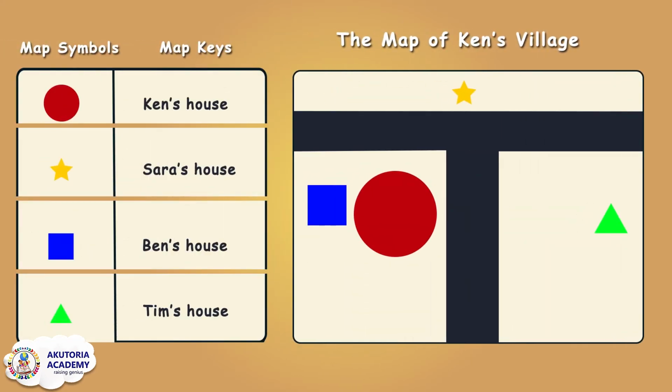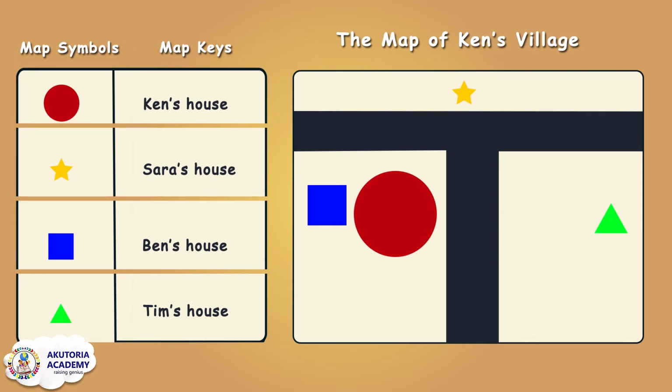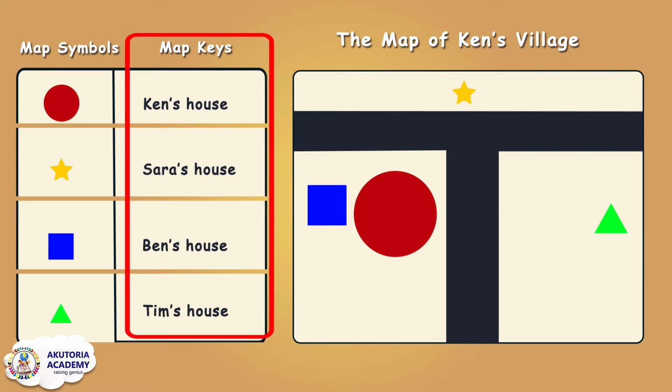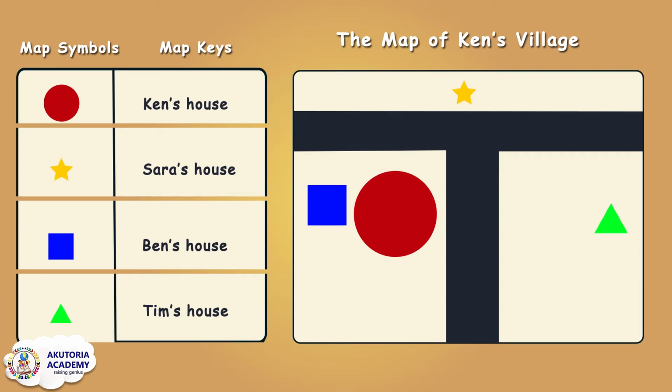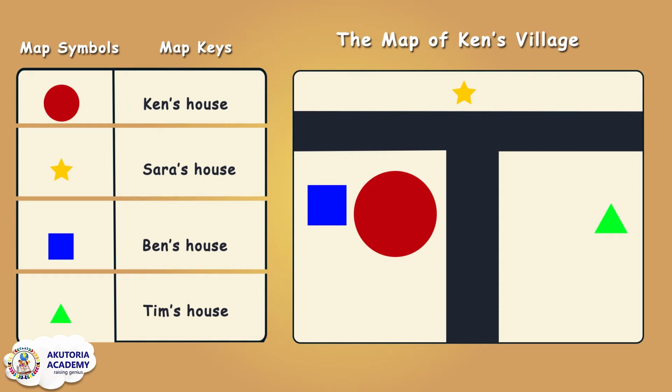The shapes in the map, that is the circle, the square, triangle, the star, and the big T shape, are called map symbols. They are what we use to show things on the map. The map keys help us to explain the map symbols. That is, they tell us what the symbols or those shapes in the map mean. So let's list the map symbols and what they mean.